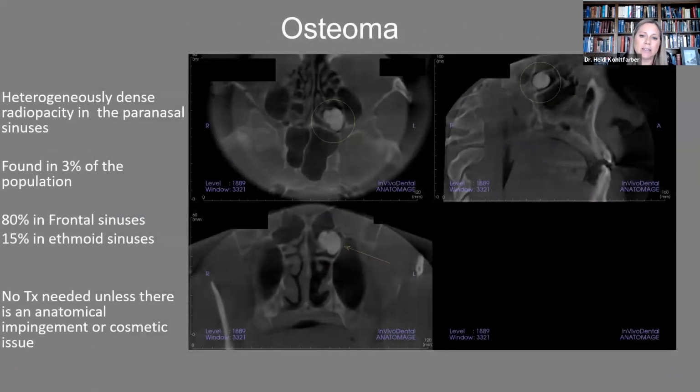We can see little osteomas. These are little hyperdensities of bone. They're basically just our cortical bone. These are really known as a hamartoma, but very common within the sinuses. And we don't need to do anything about them unless they're impinging on our anatomical structures. We see them in about 3% of the population, 80% in the frontal sinus and 15% in the ethmoid sinuses.